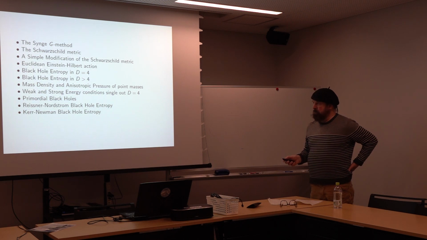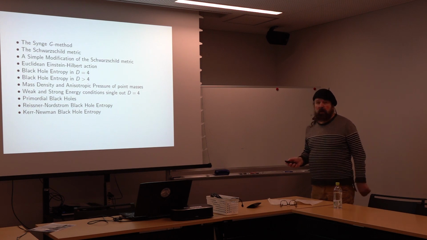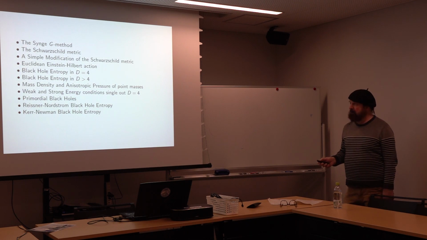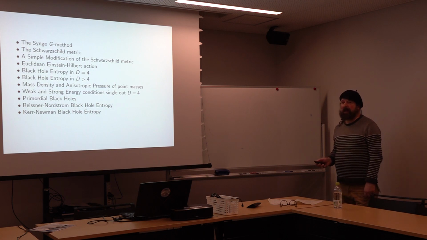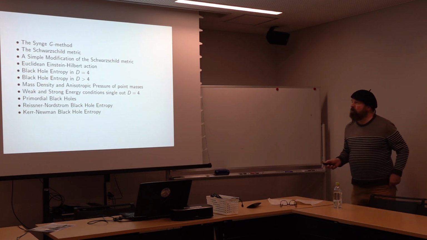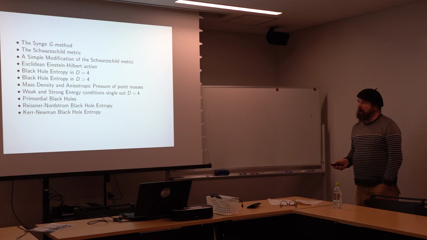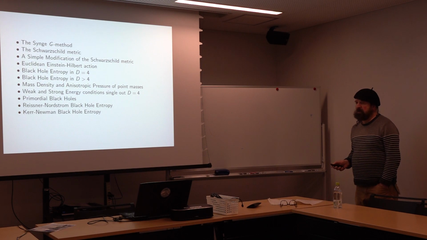Then I'm going to show that the Euclidean Einstein-Hilbert action is going to give you the black hole entropy in 4 space-time dimensions, and I will extend the result to the black hole entropy in higher dimensions than 4. Then I will go to one of the main points of the whole talk, which is how one is going to have a mass density configuration and an anisotropic pressure configuration of point masses. So the issue of anisotropy is essential.